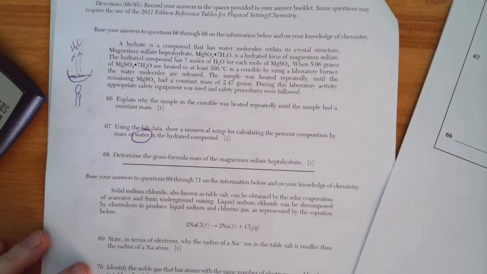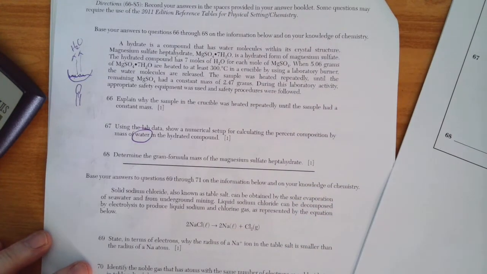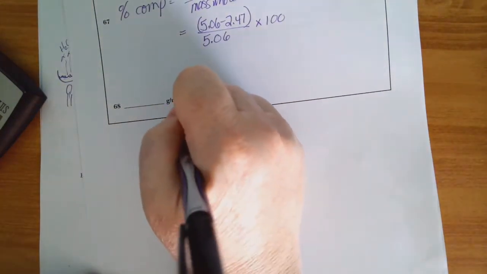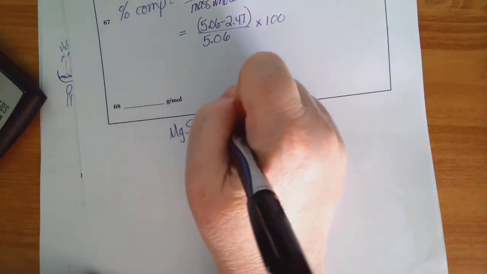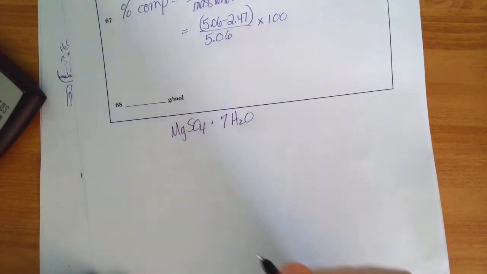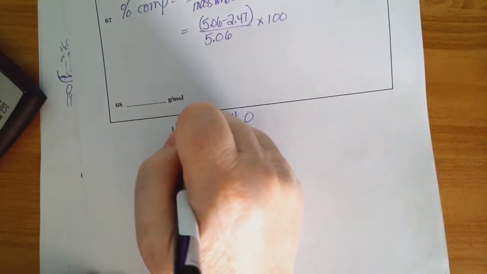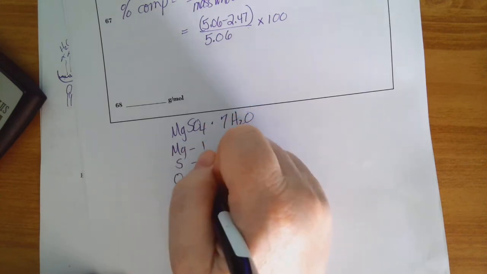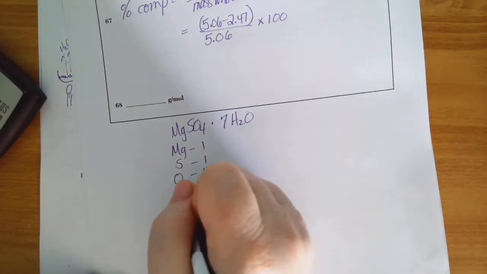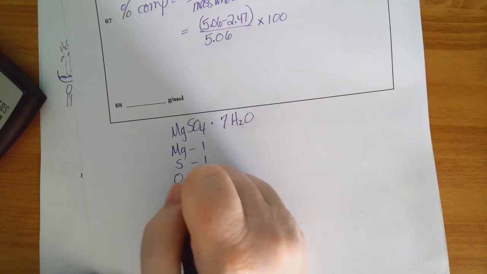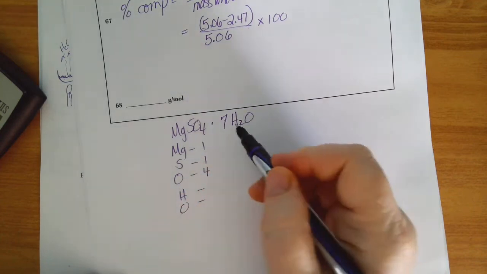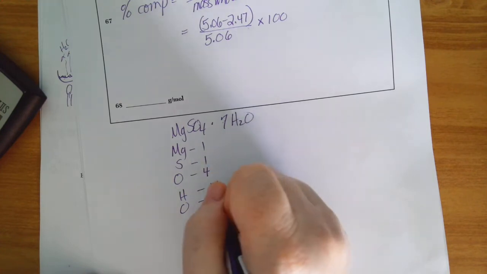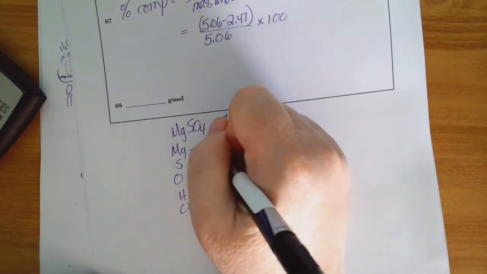Determine the gram formula mass of the magnesium sulfate heptahydrate. Okay, so it is MgSO4 7H2O. Okay, so gram formula mass. Magnesium, sulfur, oxygen. Magnesium is just 1, sulfur is 1, oxygen 4. Then we have hydrogen and oxygen again. 7 times 2, we have 14 hydrogens there, and 7 times 1, we have 7 oxygens there.